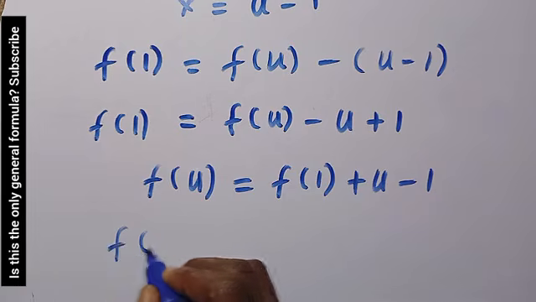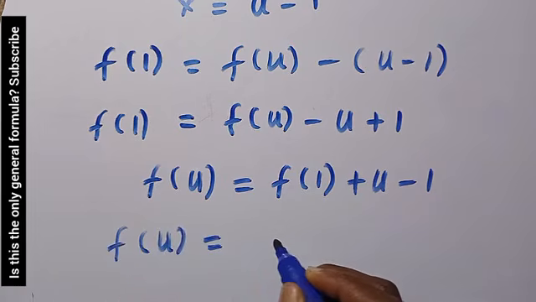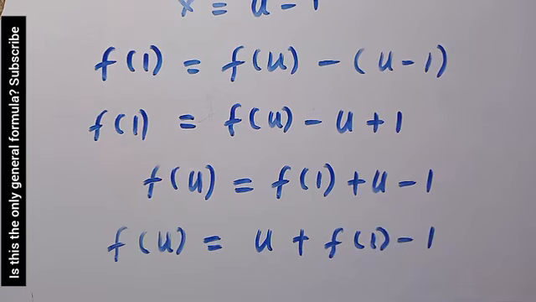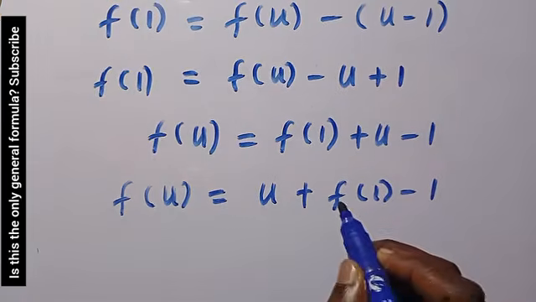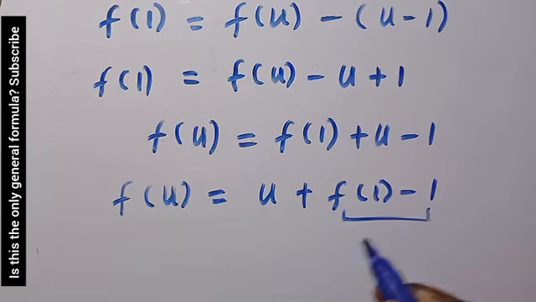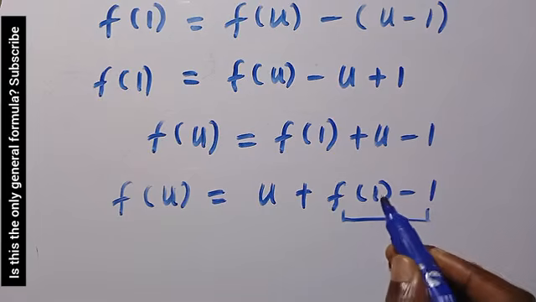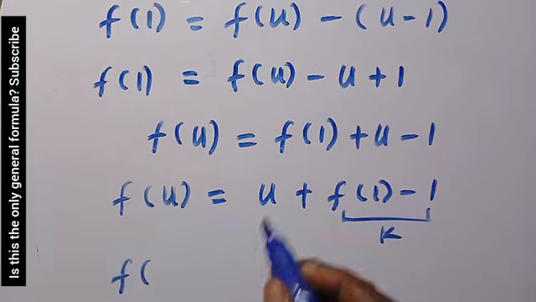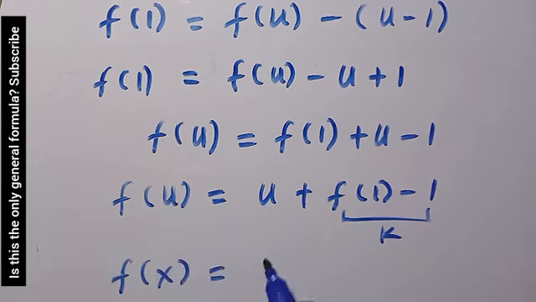Then here is f of u equals u plus f of 1 minus 1. But we should have observed something here, that f of 1 minus 1 is a constant number. So it is any constant number, because this is already constant, this is already constant. Assuming I let this one equal k, here we have f of, and I change this u to x, we have f of x equals x plus k.